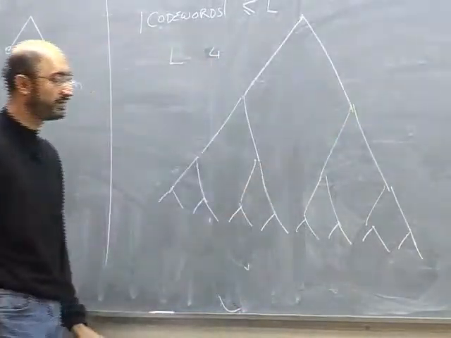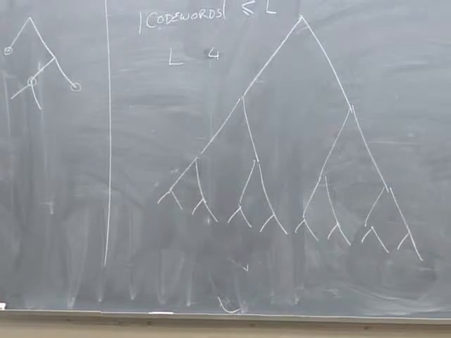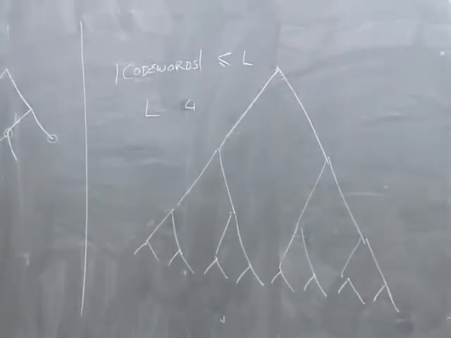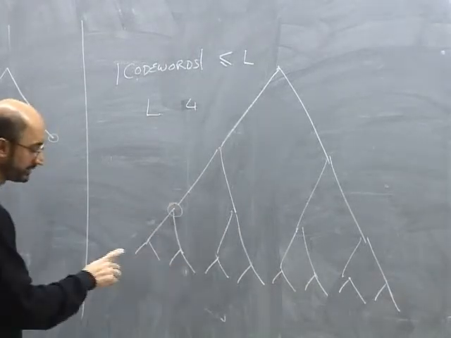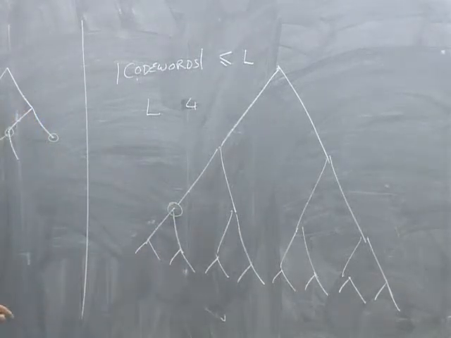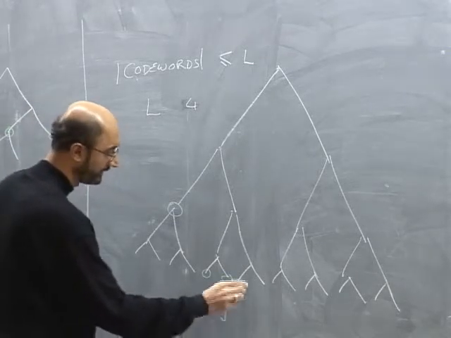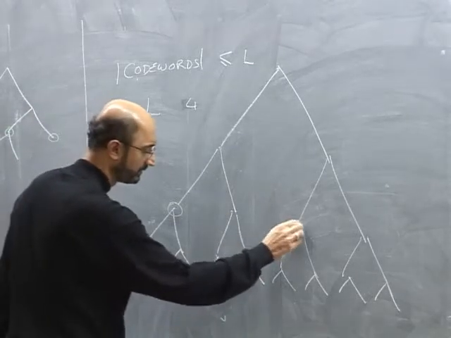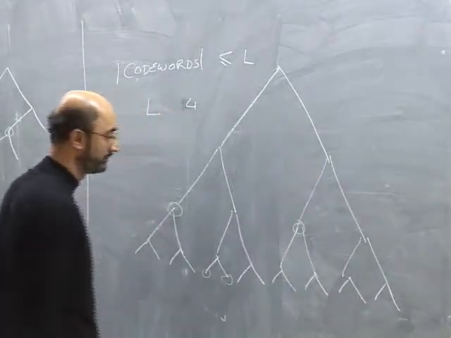So that's the full binary tree of height 4. Now I want to choose an instantaneous code here. If it's instantaneous code, I know that if I put a green circle over here, there are no green circles over here. If I put a green circle here, that's good. I can put a green circle here, and then put a green circle over there. There can't be anything over here, and there's nothing on that whole path.